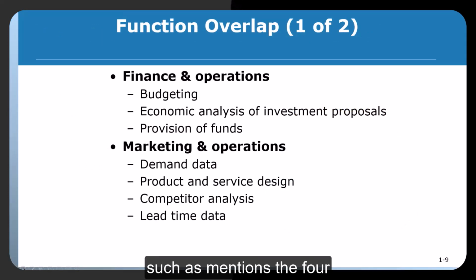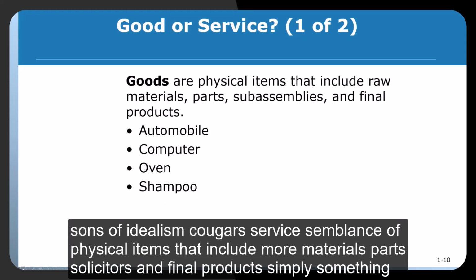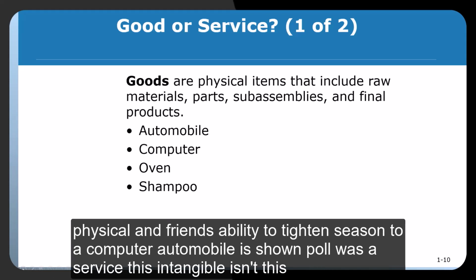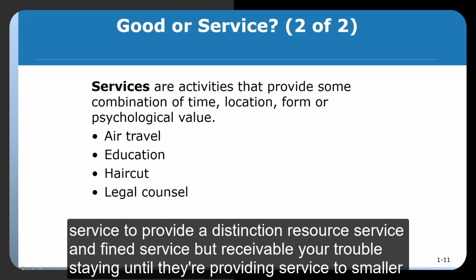So I just mentioned this before. Are you dealing with a good or a service? Goods are physical items that include raw materials, parts, subassemblies, and final products. A good is something physical and tangible that you can touch and see, like a computer, an automobile, a shampoo. Whereas a service is intangible. It's a service you provide.